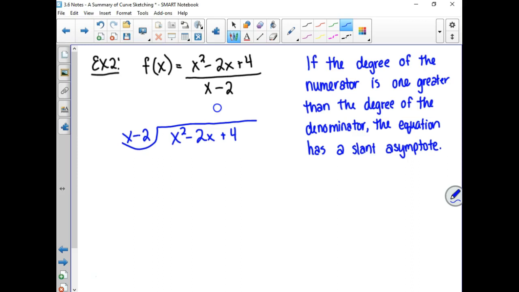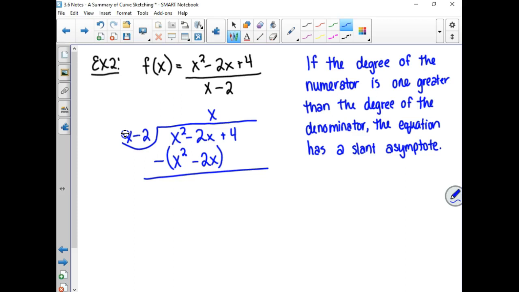So it's like regular long division. You have to ask yourself, what times x would give me x squared? So x times x would give me x squared. So you'll divide here. That's what you're doing when you ask that. Then you've got to multiply. So x times x is x squared, and x times negative 2 is negative 2x. So you divide, you multiply, you subtract this stuff, and then you're going to bring down.